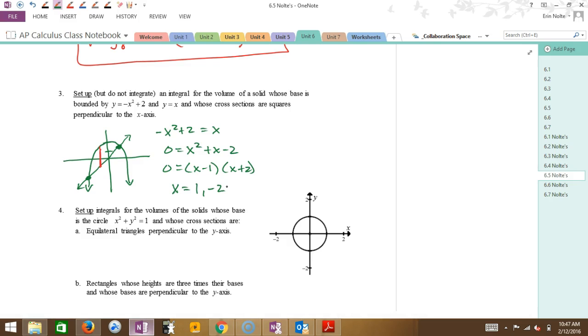Okay. All right, so now let's talk about the area of a square. Okay, so the area of a square is what? S squared. Okay, so this red length that I drew over here is a length of S. Okay, how do I find that length of S if I have two functions that are bounding it?